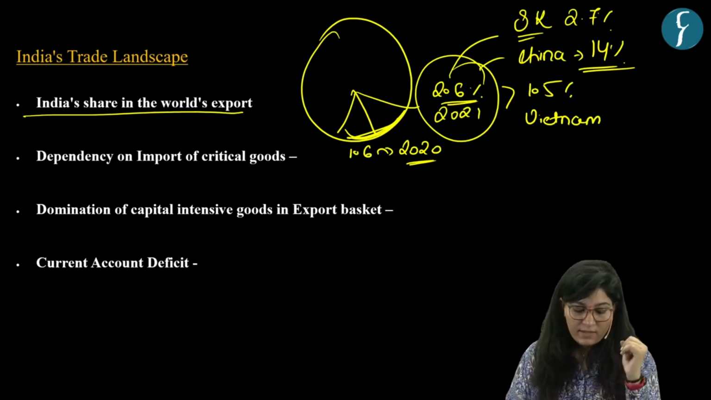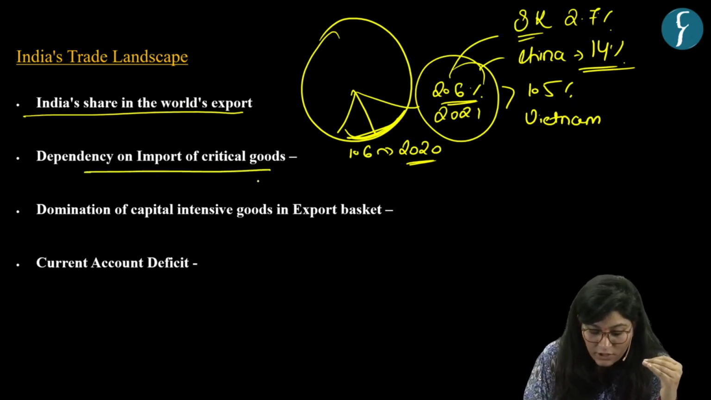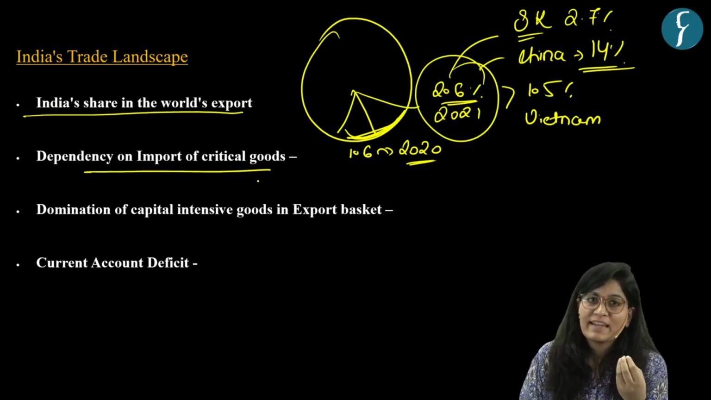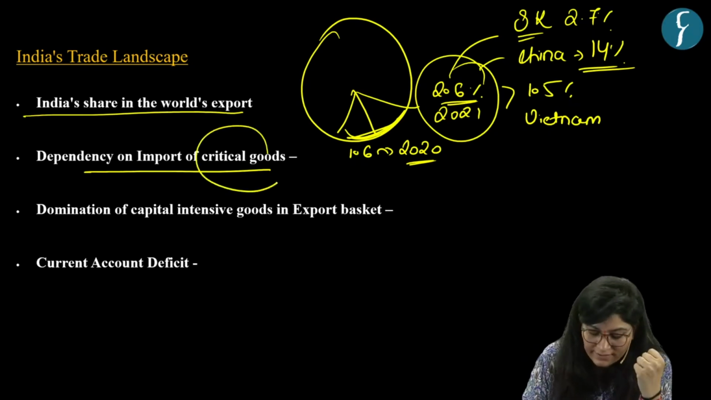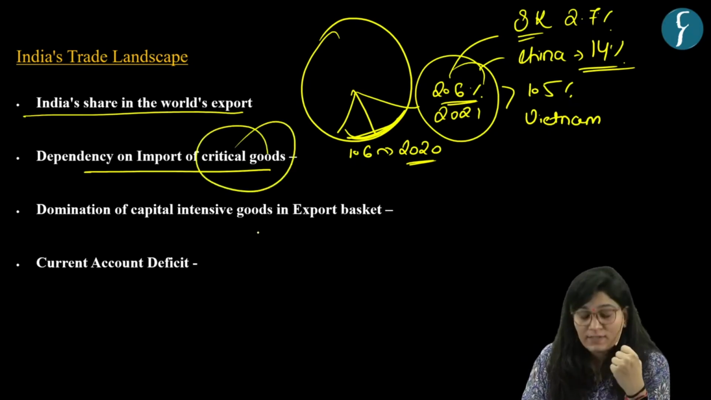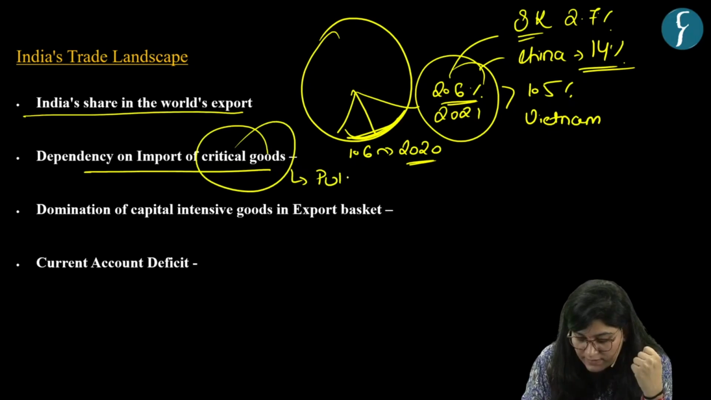Okay. Then, dependency on import of critical goods. India is still dependent on imports for its needs of critical goods. And what are those critical goods? Like pulses, oil seeds.